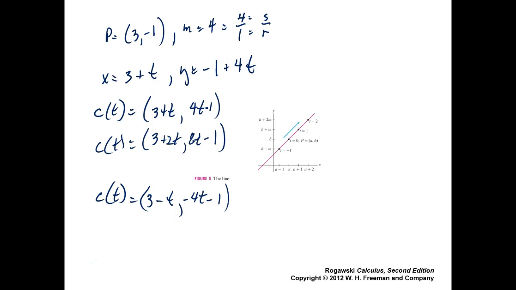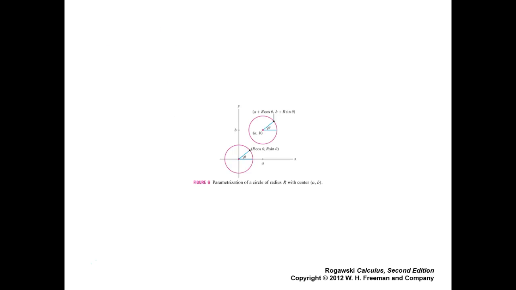Now, let's go to circles. A circle of radius r centered at the origin has a pretty simple parameterization. There it is. Okay? It's a two-dimensional figure, right? So you need two parameters in it. R and theta. R is the radius, and theta is the angle.